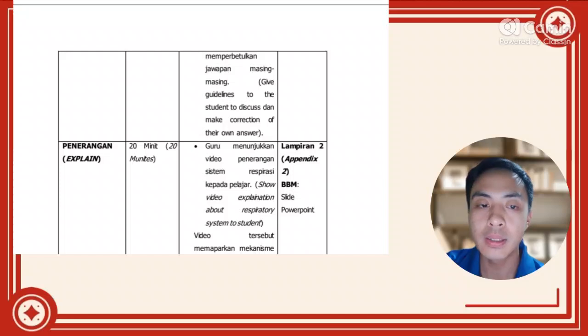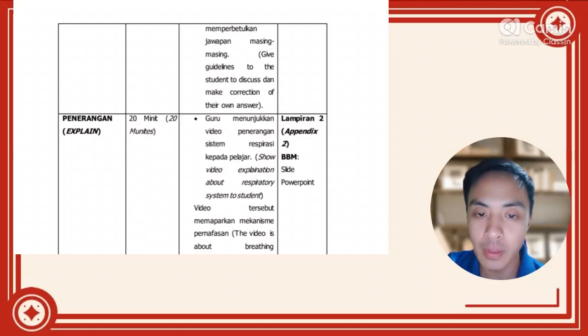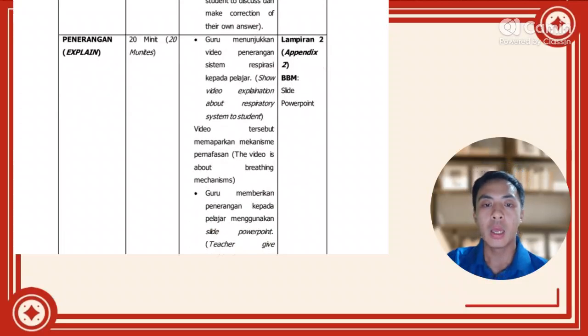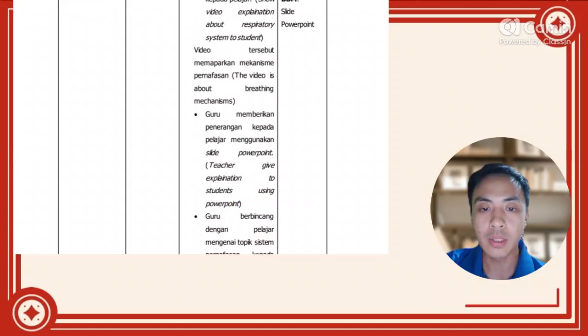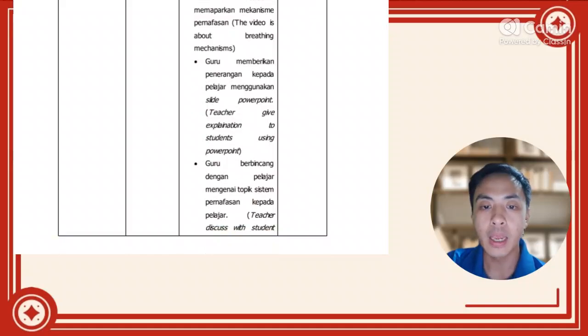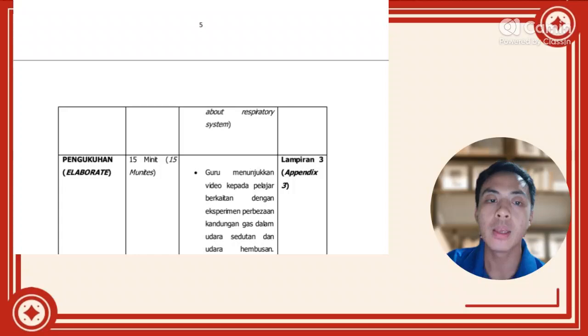The third one is explain. This one takes a lot of time, which is 20 minutes, where the teacher shows a video explanation about the respiratory system to students. The video is about breathing mechanisms, and the teacher gives explanations to students using PowerPoint, and the teacher discusses with the students about the respiratory system.